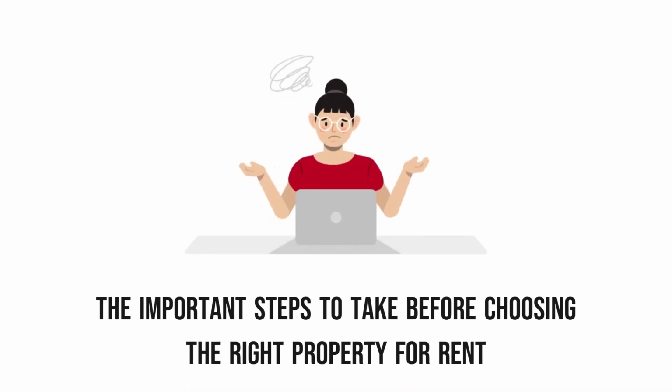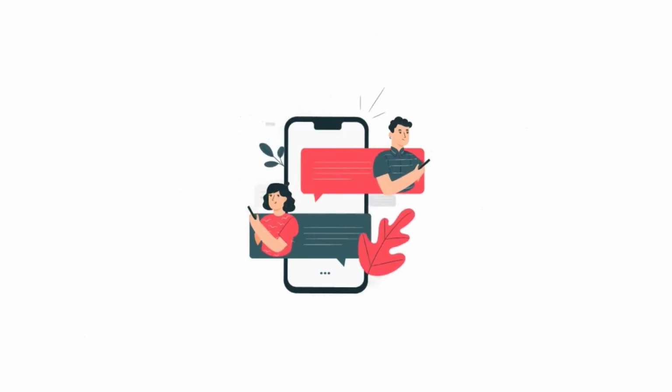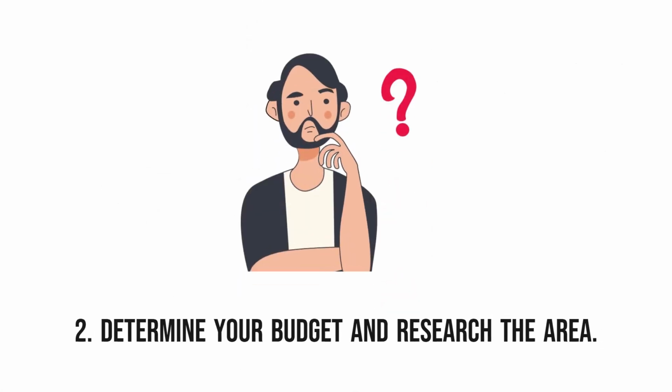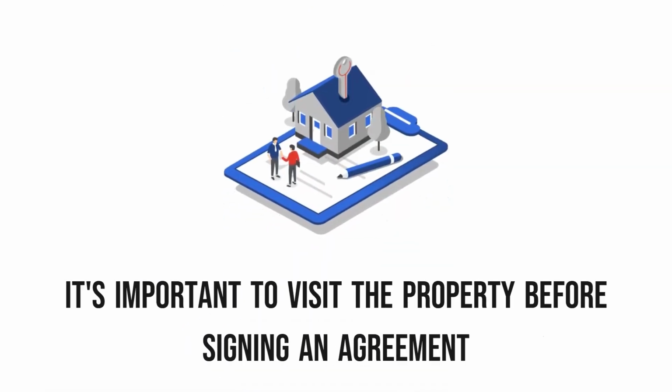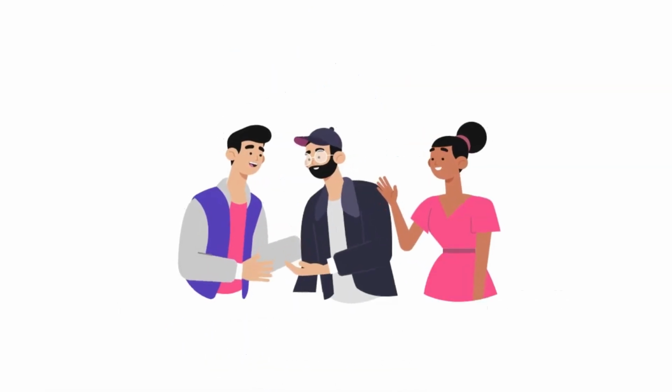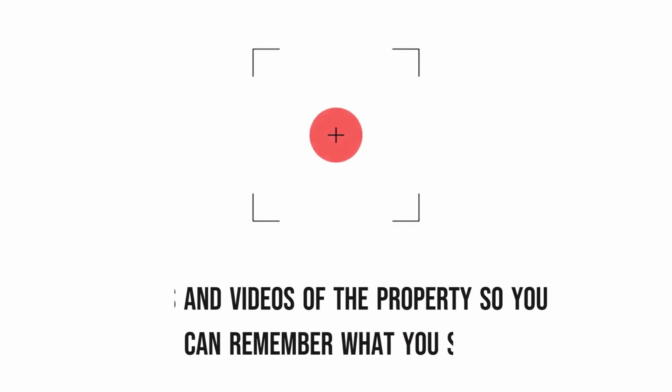Now, firstly, let's see the important steps to take before choosing the right property for rent. One can select properties on portals like PropertyWala.com and connect with the landlord or brokers. Determine your budget and research the area. Visit the property. It's important to visit the property before signing an agreement. Ask to see the rental unit and make sure that the amenities and features advertised match what's actually available. Take pictures and videos of the property so you can remember what you saw later.